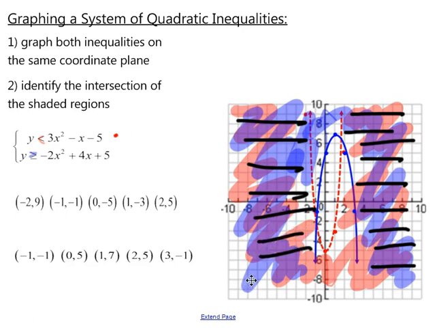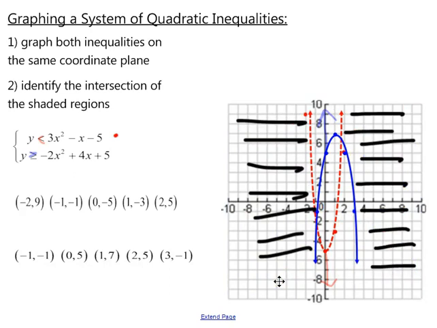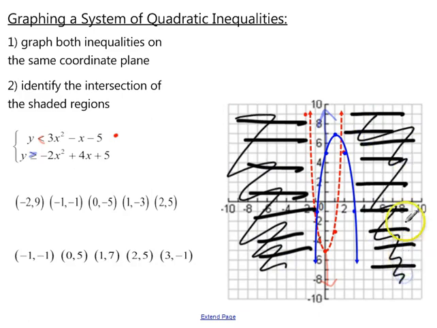So again, this is why you shaded lightly the first time, because after you find the intersection or the overlap, you can go ahead and delete your previous shading so that now you just have your final answer. And if you want to fill it in a little better, that's perfectly fine. It's basically everything outside of the parabola, so nothing here inside of the red or inside of the blue.